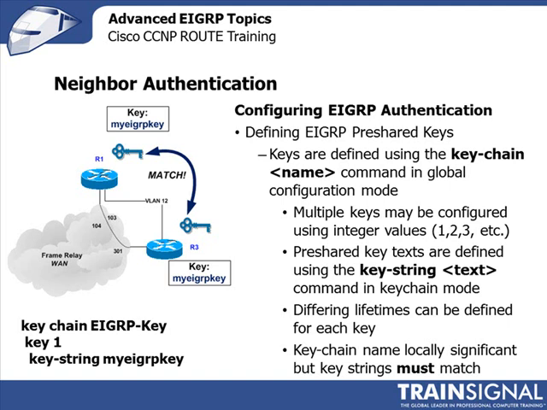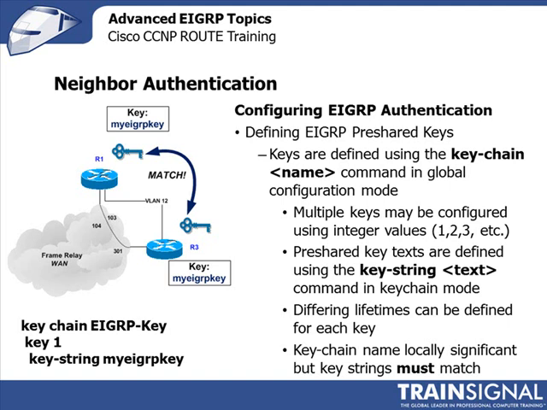You go to key chain EIGRP, and then you have successive levels of that configuration that you do. You can actually have differing lifetimes defined for each key. Accept lifetimes and send lifetimes, if you wanted to overlap the way different keys were being used, so that any problem with someone trying to insert or maybe actually having possession of that key can be avoided.